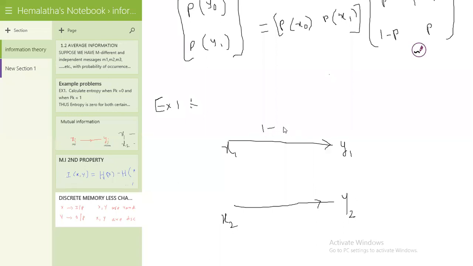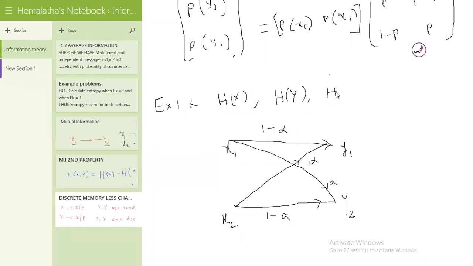This value is 1 minus alpha. Here also this is 1 minus alpha. Both are equal. Therefore, this is equal to alpha, here this is alpha. Then calculate, this is the given form. Then calculate h of x, h of y, and h of y by x, and mutual information I of x comma y.